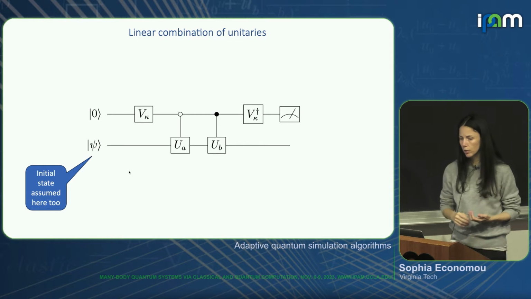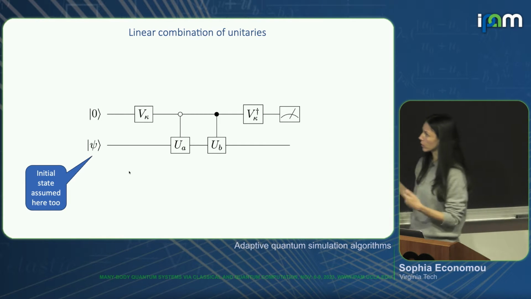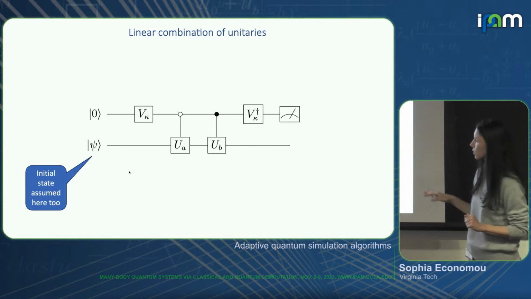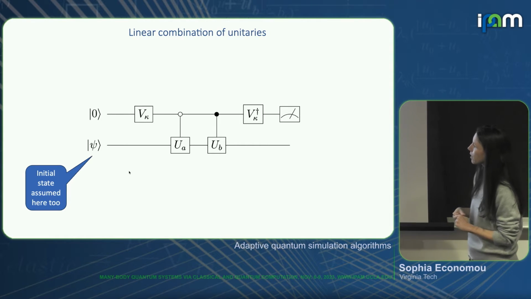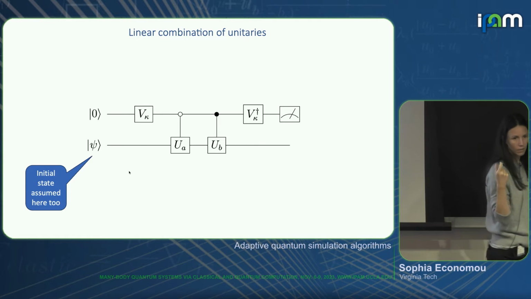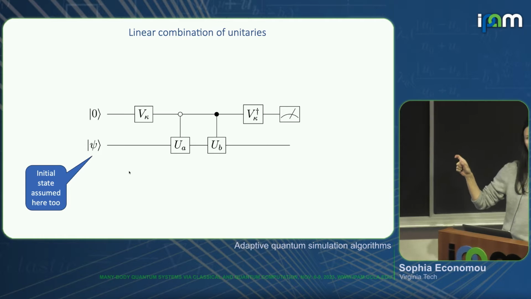There's more modern versions of how to do this type of thing, some called linear combination of unitaries, that I'm not going to talk about. We can discuss it offline. But the point here is that, again, this initial state is somehow assumed to be created in this case as well.